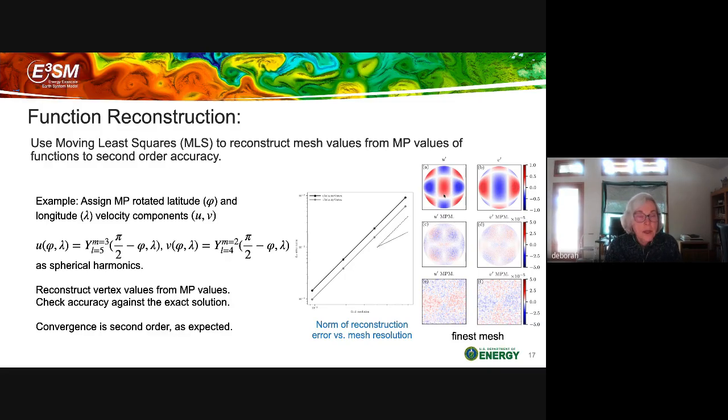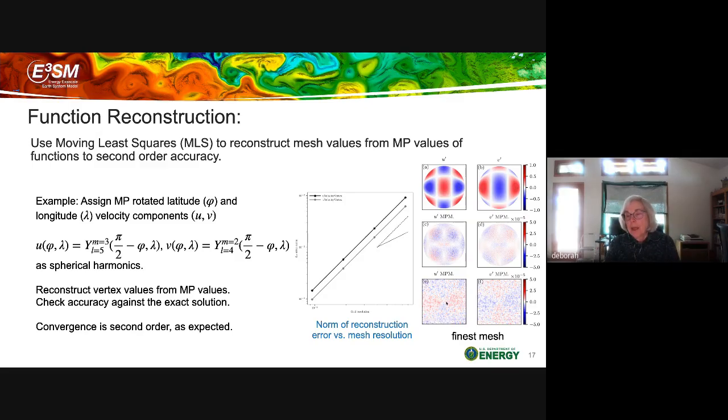So now we can take those values from the material points and reconstruct values on the grid, and then compare to the exact solution, since we know what the spherical harmonics evaluated at the grid point should be, and we can look at the error. And so the middle plot here shows the error at the material point positions. And the bottom 2 plots are also plots of the error, but what I've done is zoomed in on this mesh.